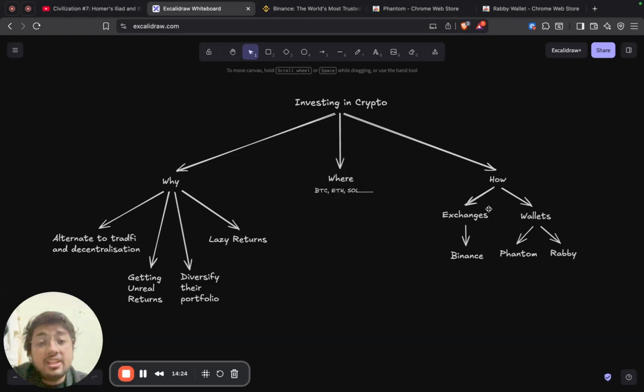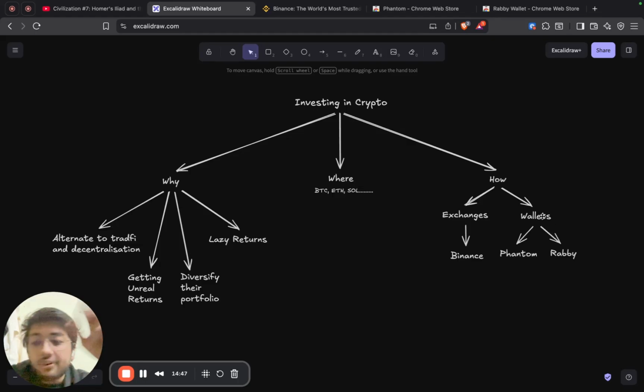The first thing that you need to understand is what is an exchange. An exchange is a place where you can buy and sell cryptocurrencies. It's as simple as that. The exchange that we will be focusing on right now is Binance. And the flow of how you'll be operating is very simple. I'll show you all of this, but just listen to me for now.